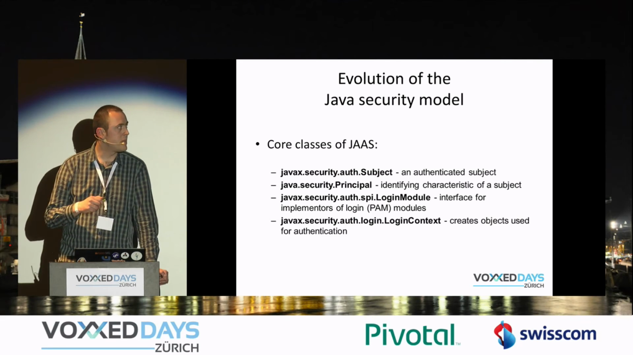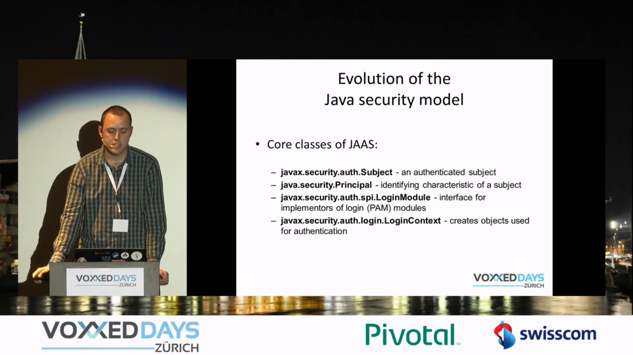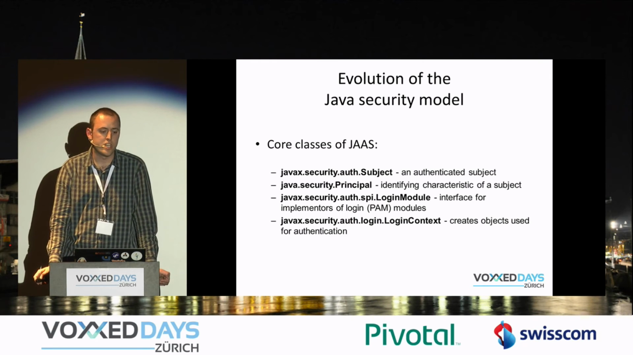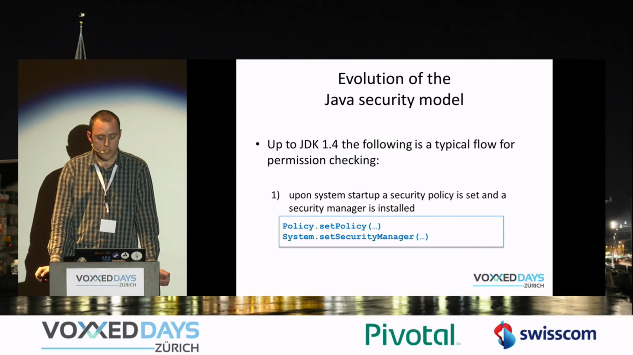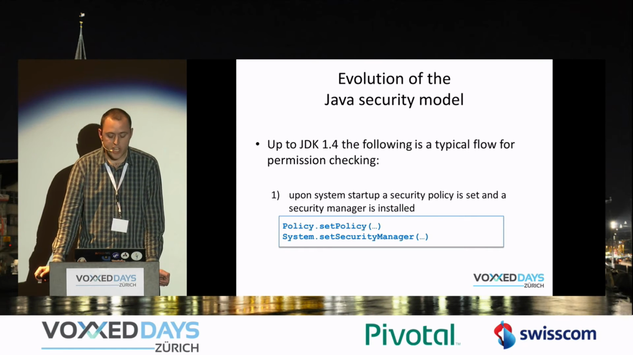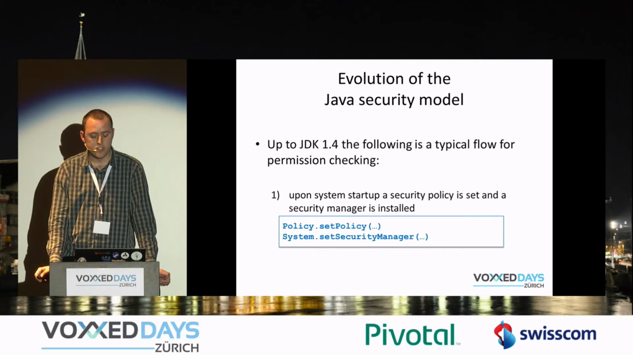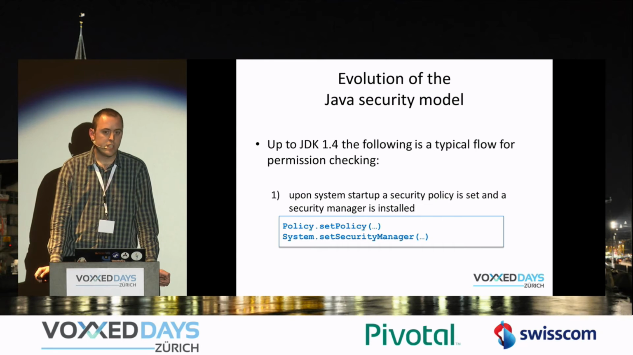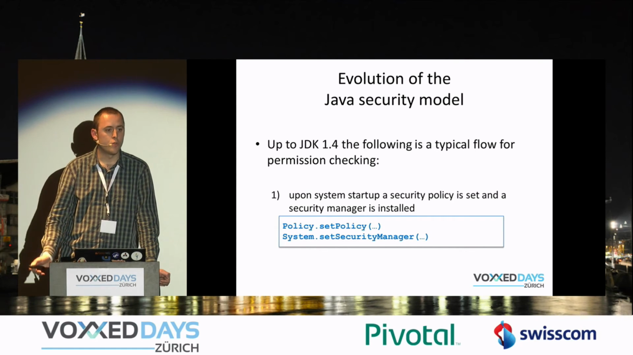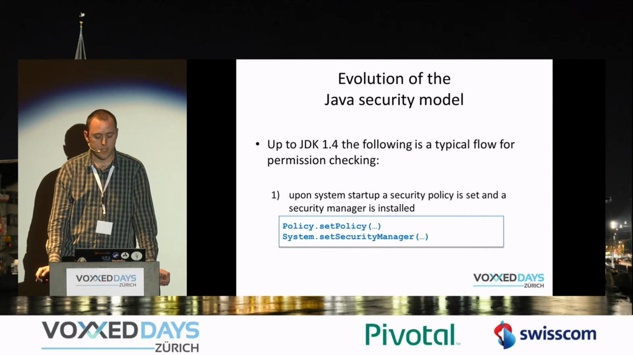So these four classes constitute the most essential part of the JAAS API as defined in the JDK platform. The typical flow for permission checking up to version 1.4 of the JDK is as follows. When we start up our system, we need to register an instance of a security manager. For example, once the JBoss application server starts up, it loads its own security manager instance.